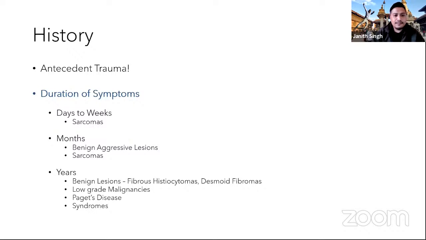Now, needless to say, if the lump or the pain is getting worse by day to day or by a couple of weeks, then it's most likely a sarcoma. If it's taking months, then it may be a sarcoma, or it may be some sort of a benign aggressive lesion. Sometimes they may take years to develop, like some low-grade malignancies, some fibrous benign lesions. Paget's disease is known to be there in the body for a long duration before it makes a patient ill enough to come to you.